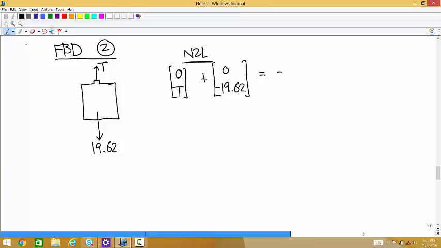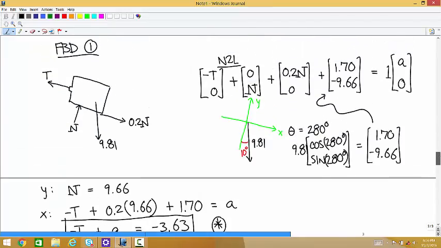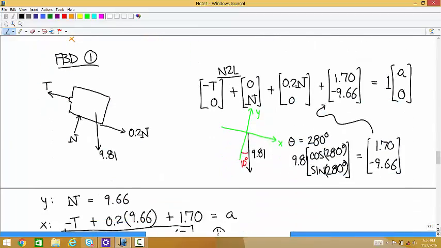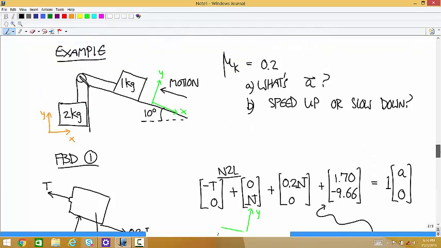And that's equal to the mass times the acceleration vector. Okay, well, if we get a positive value for this variable a, we've decided that 1 kilogram box will be moving in the positive x direction. Okay? And so if that 1 kilogram box is moving in the positive x direction, what direction will the 2 kilogram box be moving?